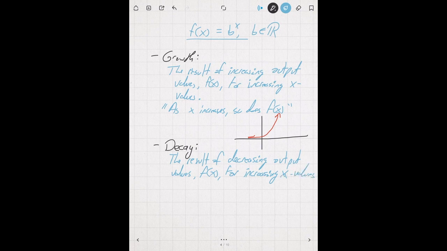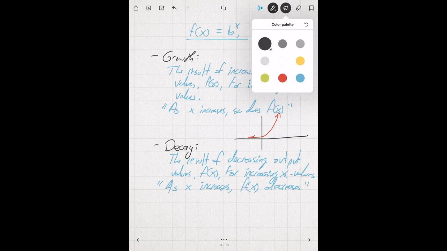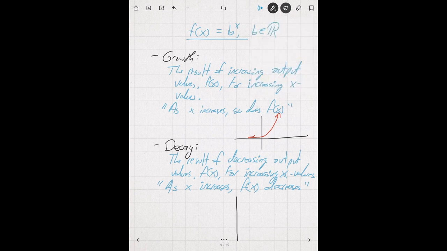So that means as x increases, f of x, the output, decreases. You get smaller and smaller numbers. So if we were to graph that, that's the situation where as x increases, the numbers decrease. So this is what exponential decay looks like.